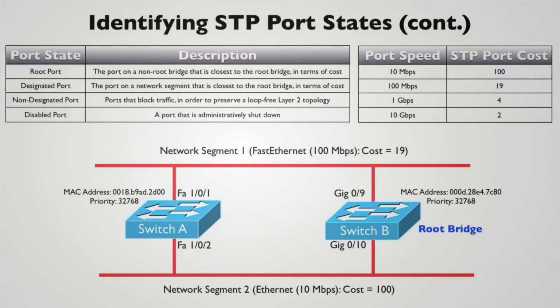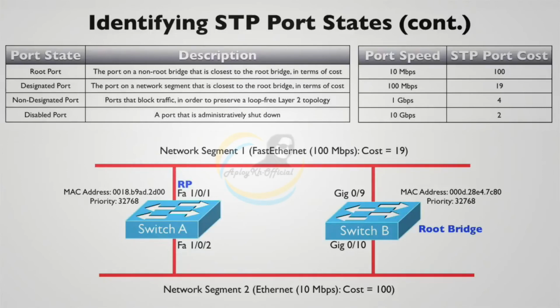Notice that switch A has a couple of paths to get back to switch B. The top path, the top network segment, is running at 100 megabits per second, and as you can see from the table on screen, that has an STP port cost of 19. The bottom path, network segment 2, is running at 10 megabits per second. That has a cost of 100. 19 is less than 100. That means it's less costly for switch A to get to switch B if it goes out of FastEthernet 1/0/1. It's a cost of 19 as opposed to a cost of 100, so FastEthernet 1/0/1 on switch A becomes our root port.